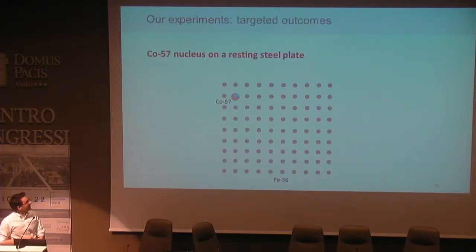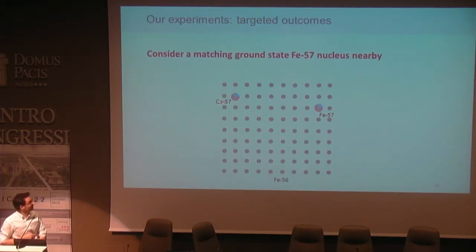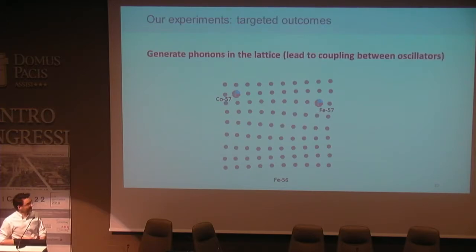So now consider again this cobalt-57 nucleus on a steel plate. And now we consider other iron-57 nuclei, which match the energy levels of the resulting iron-57 in excited state here. And now we add phonons to this system.